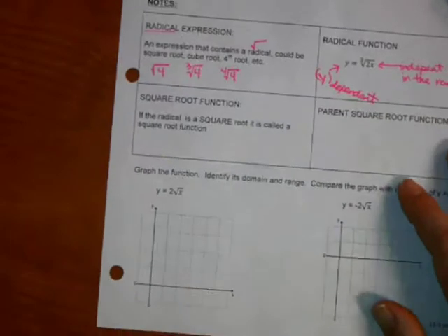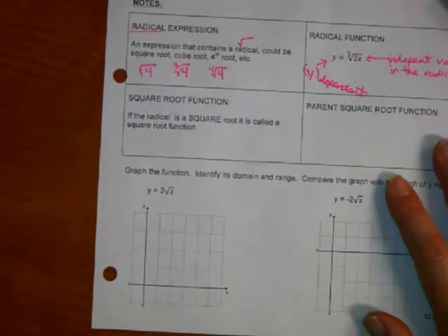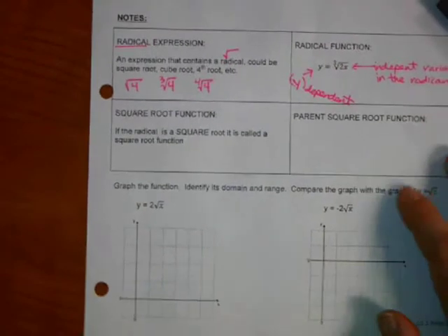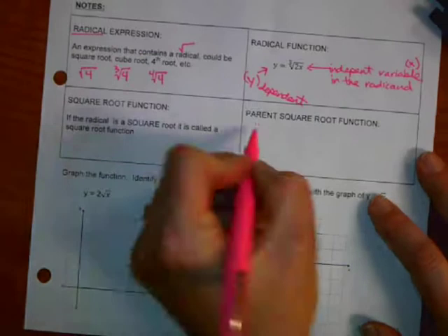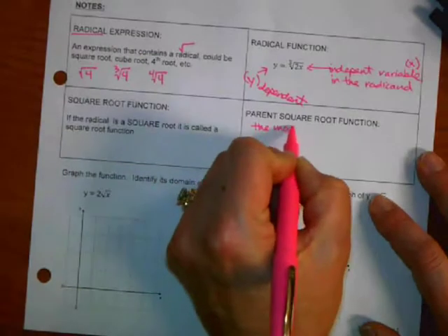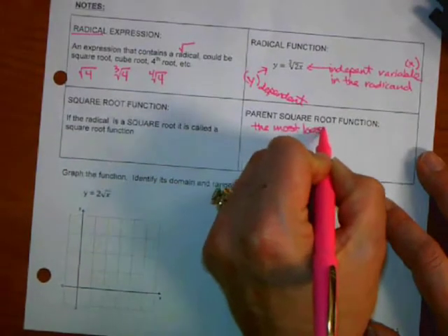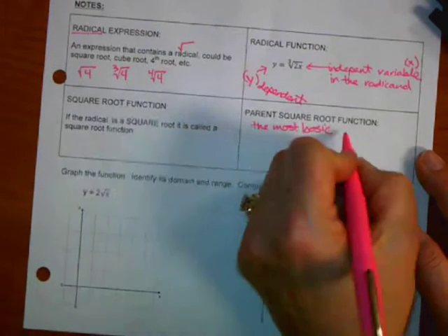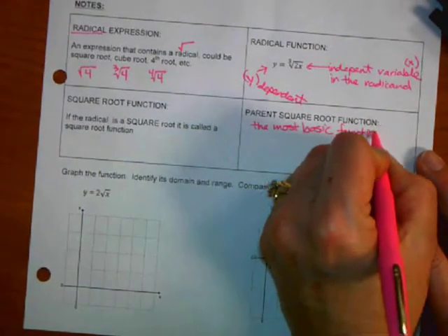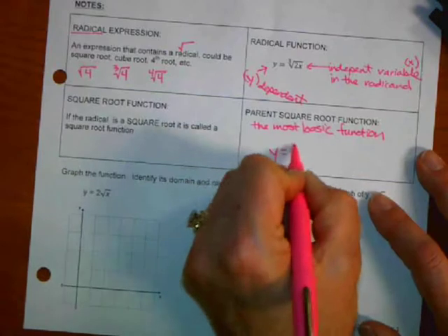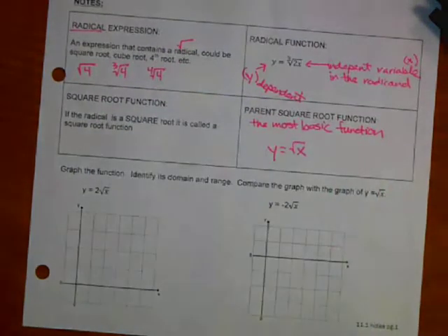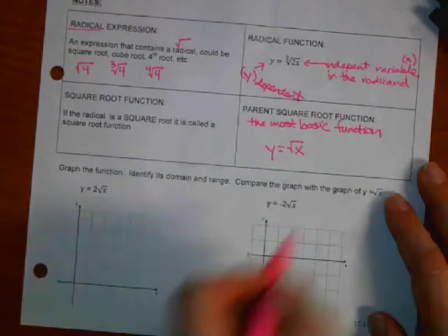All right. Square root function. If the radical is a square root, it's called a square root function. Obvious. Parent square root function. So this is the most basic function for square roots, and it looks like this. Y equals the square root of x. That's it. There's nothing being multiplied by the square root of x. There's nothing being added to it. There's nothing being subtracted, divided. That's it, the basic parent function.